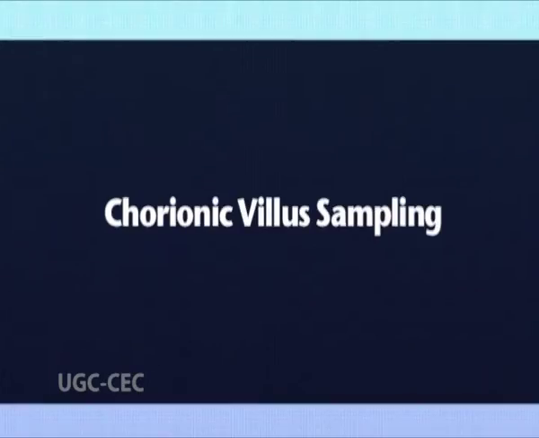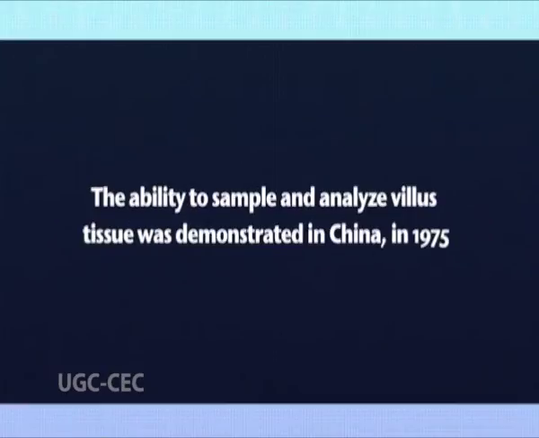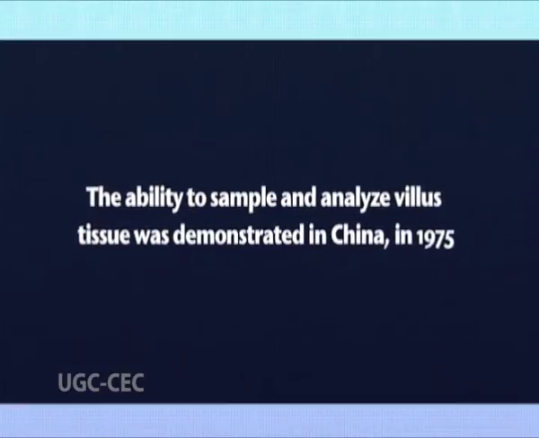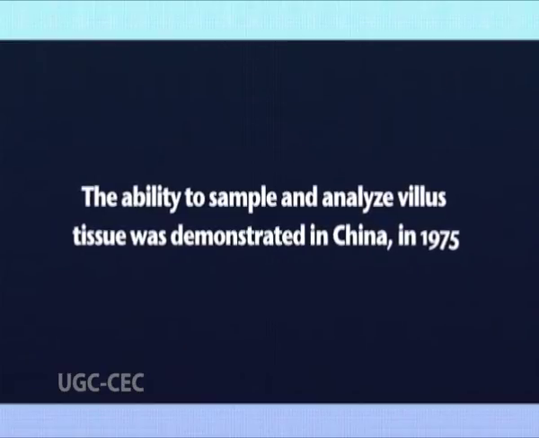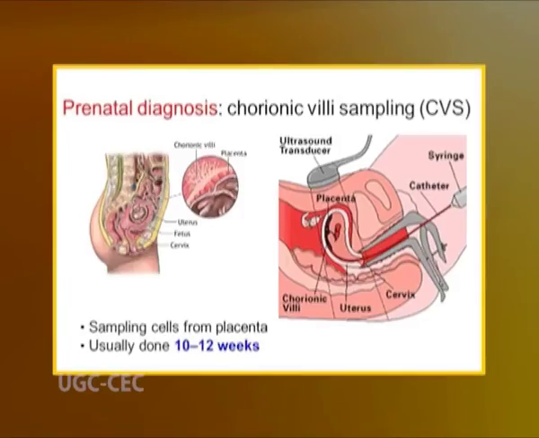Second one is chorionic villus sampling. The ability to sample and analyze villus tissue was demonstrated in China in 1975. Chorionic villus sampling is a technique in which fetally derived chorionic villus material is obtained transcervically with a flexible catheter between 10 and 12 weeks gestation, or by transabdominal puncture and aspiration at any time up to term.